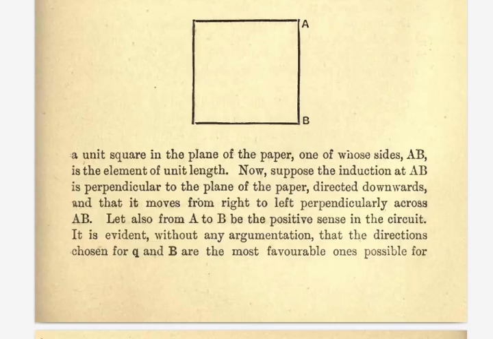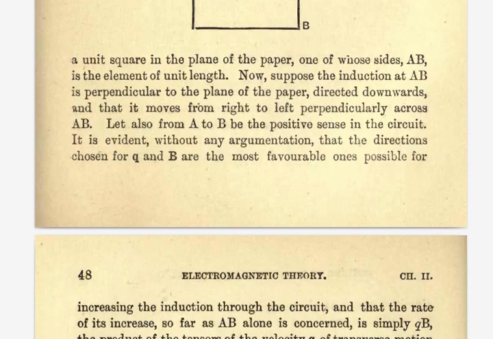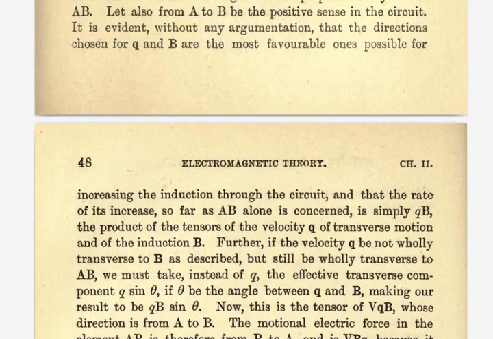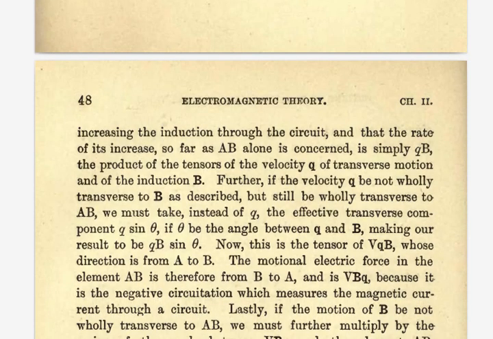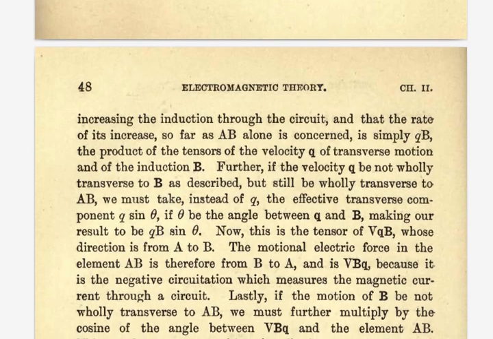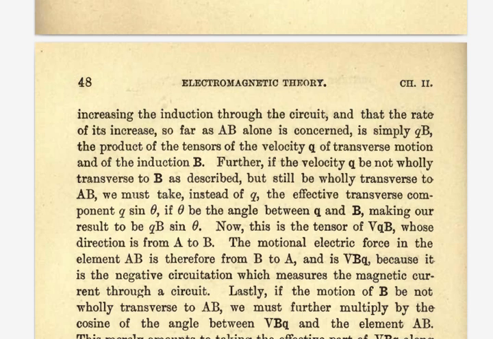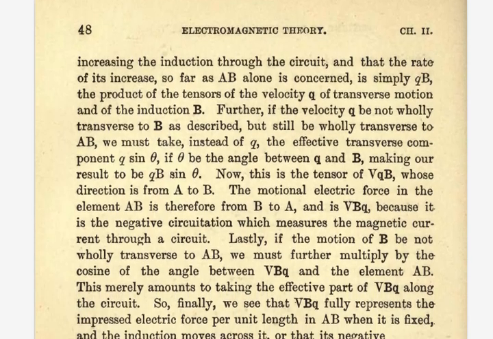It is evident, without any argumentation, that the directions chosen for Q and B are the most favorable ones possible for increasing the induction through the circuit, and that the rate of its increase, so far as AB alone is concerned, is simply QB, the product of the tensors of the velocity Q of transverse motion and of the induction B. Further, if the velocity Q be not wholly transverse to B as described, but still be wholly transverse to AB, we must take, instead of Q, the effective transverse component Q sine theta, if theta be the angle between Q and B, making our result QB sine theta.